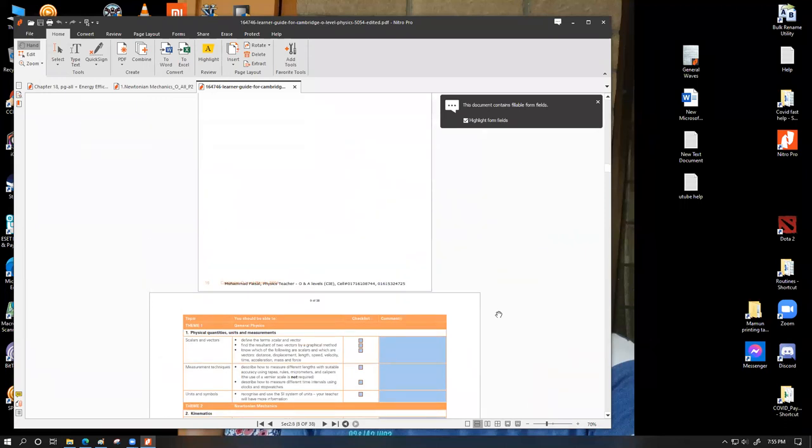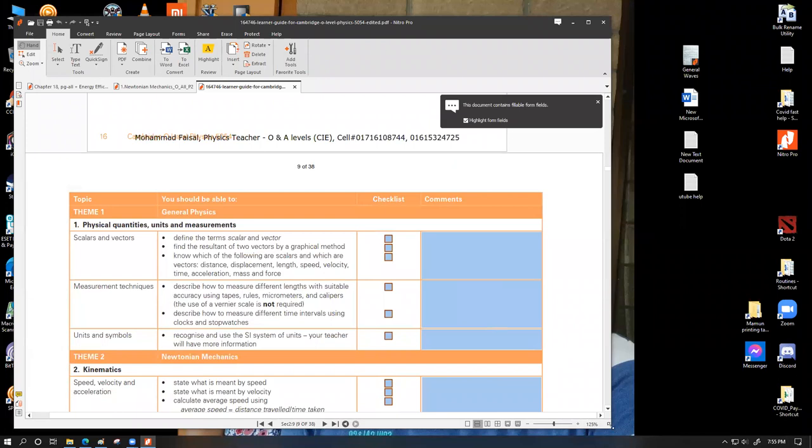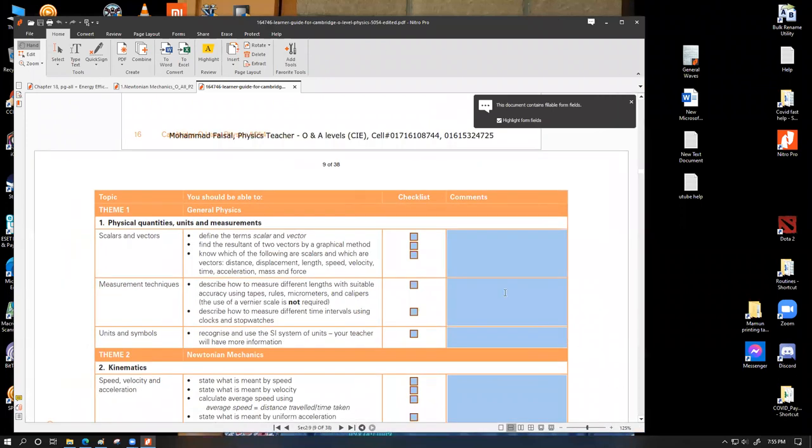Yeah, that's totally understandable. Option 1 is better. I personally prefer to go with the revision class for the revision checklist. I personally like this better.